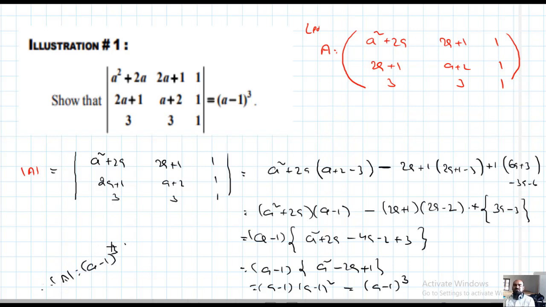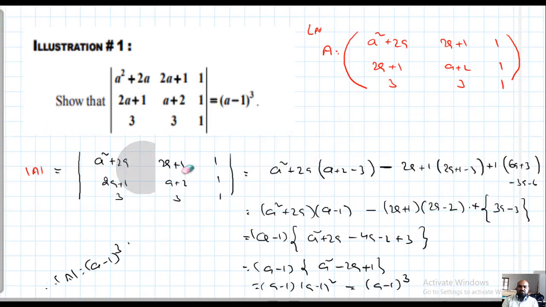Students, listen how I did the determinant, just without using any transformations, any operations. Sometimes without using any row transformations or column transformations, you will get the determinant directly. So it depends upon the nature of the problem.